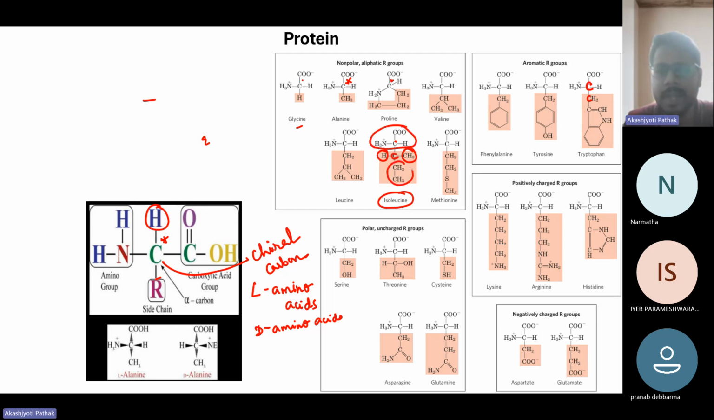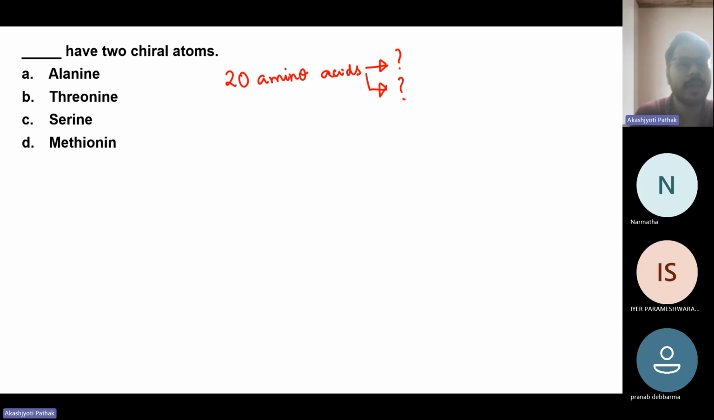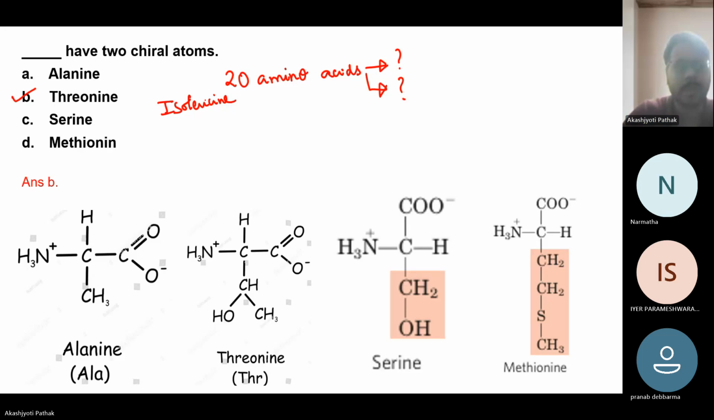So remember that there are two amino acids out of the 20 amino acids which have two chiral carbons. One is threonine and another is isoleucine. So if in the options you have threonine, the answer is threonine. But if you do not have threonine and you have isoleucine in the options, then that is also an answer. So remember that threonine and isoleucine have two chiral atoms.